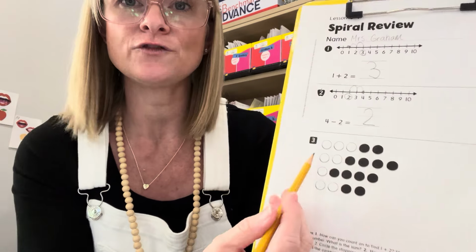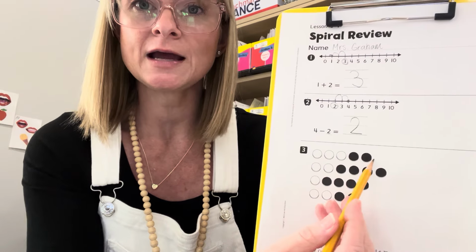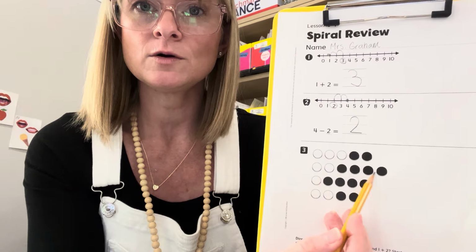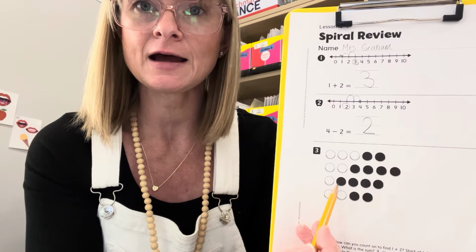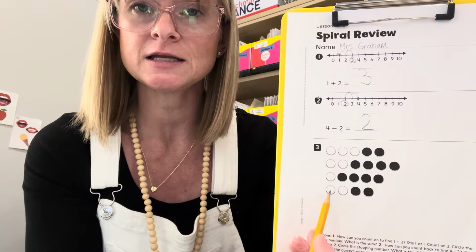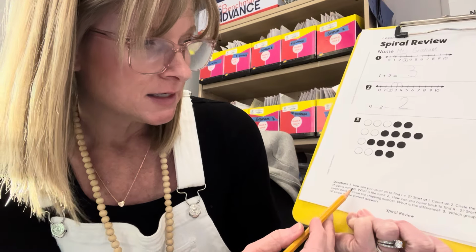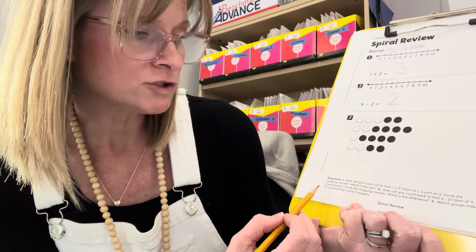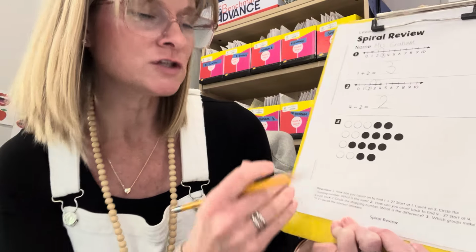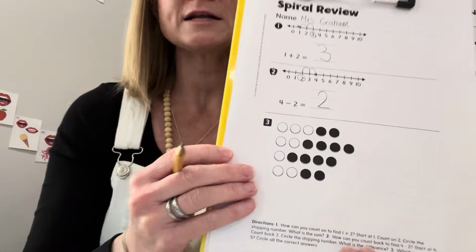We can see that there's different counters. So here's a row of counters. Here's a row of counters. They have white and black counters. Here's a row of counters. And then here's another row of counters. Okay. It says, which groups make 5? Circle all the correct answers.